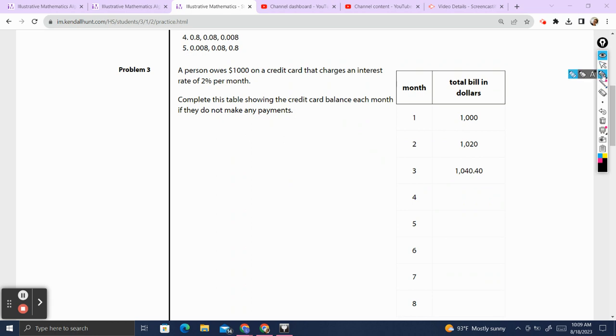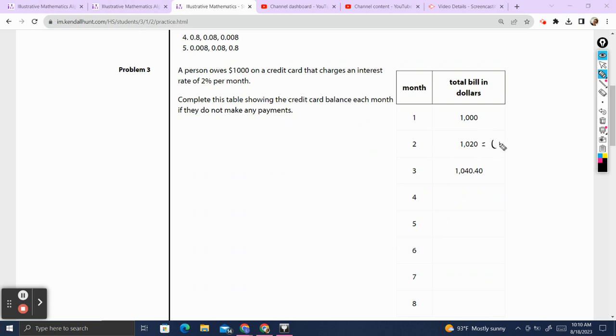A person owes $1,000 on a credit card that charges interest at a rate of 2% per month. Complete this table by showing the credit card balance each month if they do not make any payments. Okay, so the first month they owe $1,000. The second month they owe $1,020.